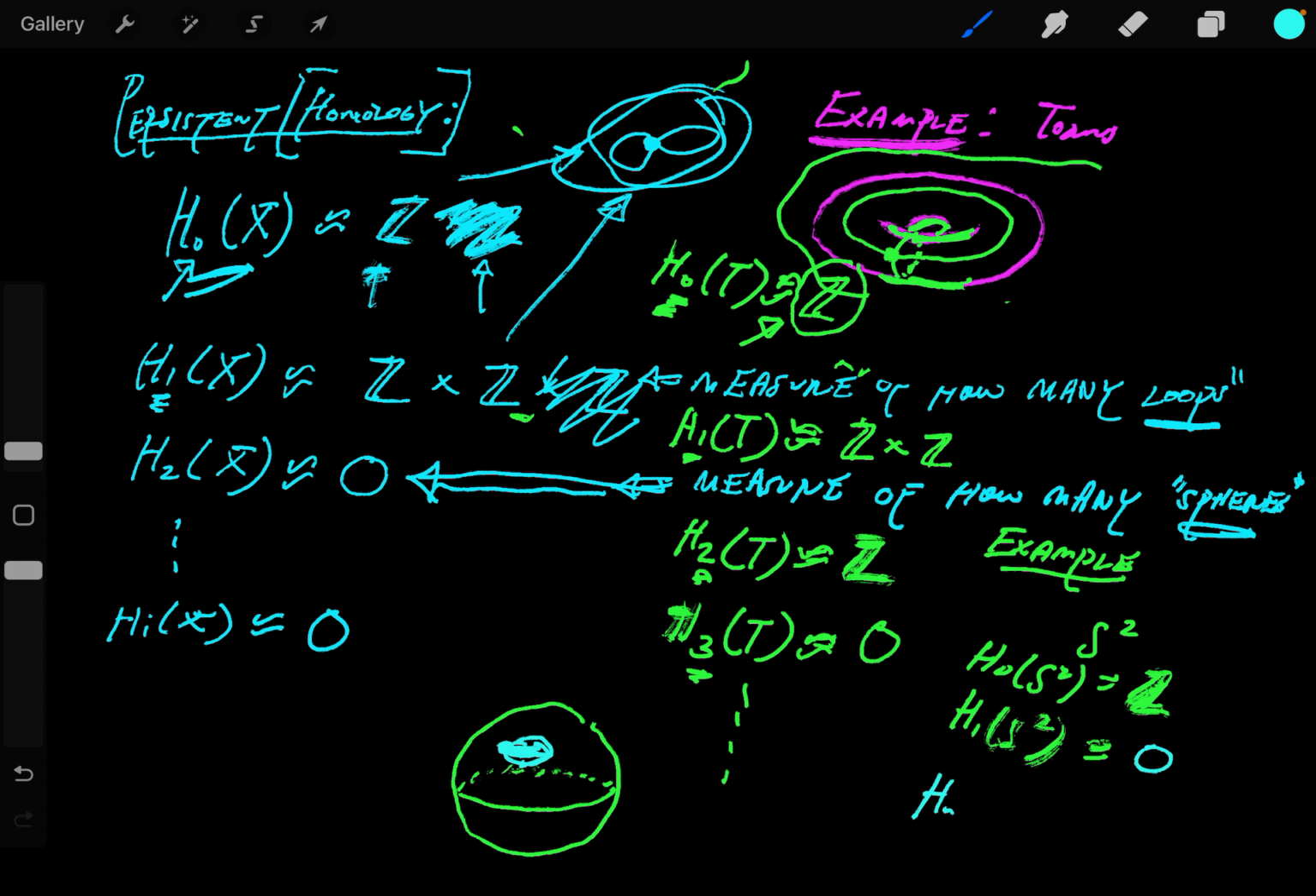And then H2 of S2 is that there's one sphere. There's the Z as the one sphere that you obviously have. You can't contract that sphere any further. And again, it's a measure of how many holes; this is the intuition for homology.